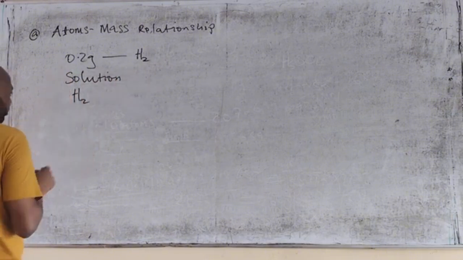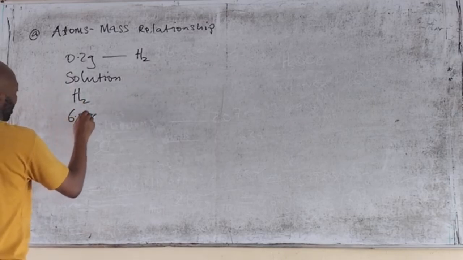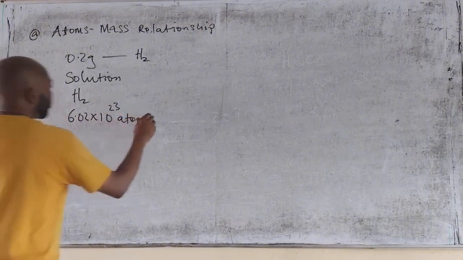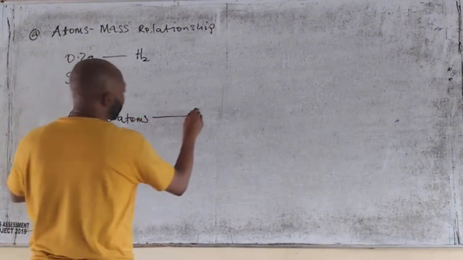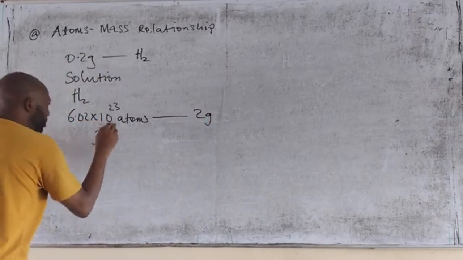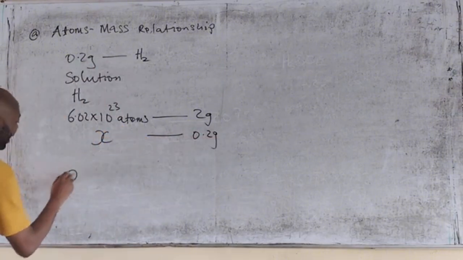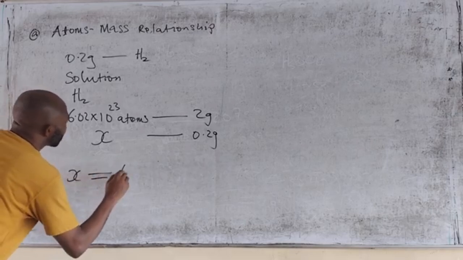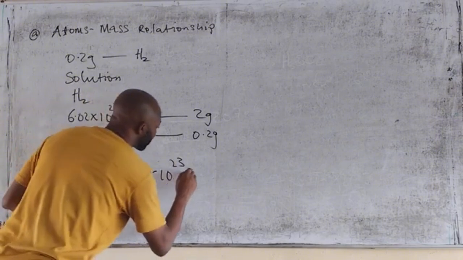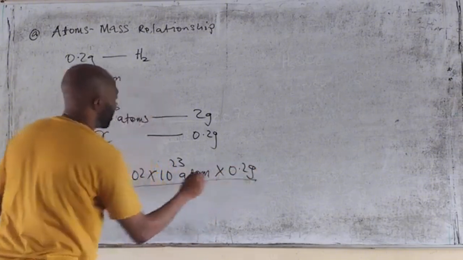Hydrogen molecule. How many atoms would we have here? 6.02 times 10 raised to power 23 atoms. That's a constant. That is equivalent to the relative molecular mass of this, which is 2 grams. Now, how many atoms will give us 0.2 grams? Now, my x is equal to 6.02 times 10 raised to power 23 atoms times 0.2 grams over 2 grams.